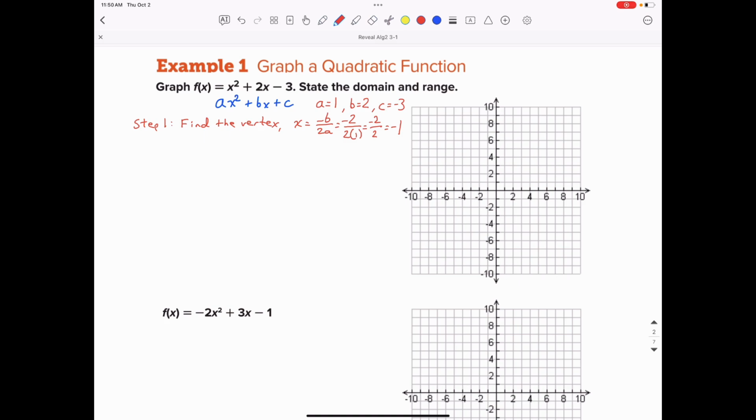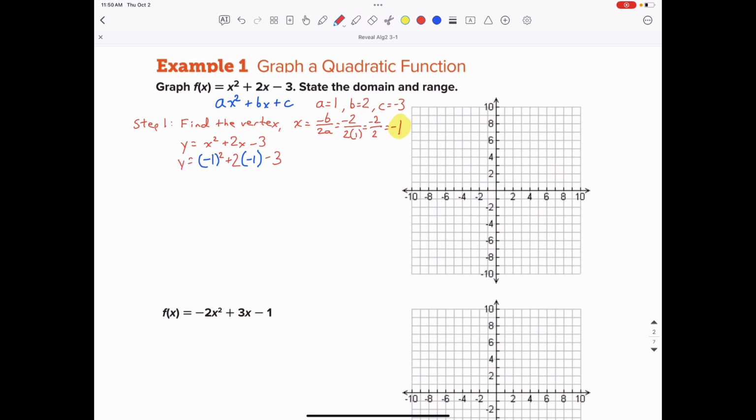But we have to find a y value to graph that point. So to find the y value, we're going to go back to the original function, which is y equals x squared plus 2x plus negative 3. We're going to replace what we found for x, this negative 1, in the original function, and we're going to solve for y. So that's going to be negative 1 squared plus 2 times negative 1 minus 3, and this will be what y equals, the y value of the vertex.